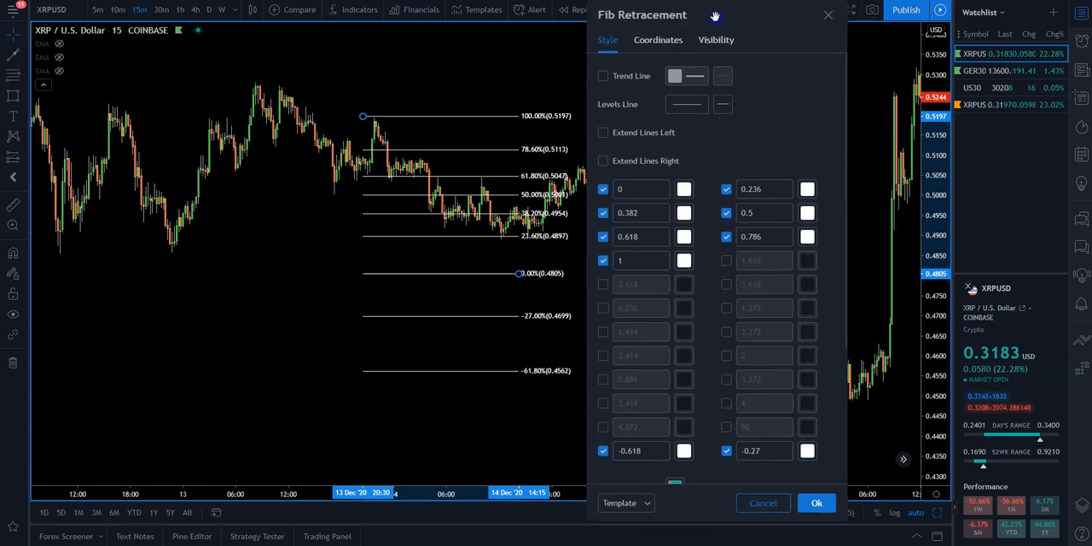I'm a little blind sometimes. But make sure you have the 0.236, the 0.382, the 0.5, the 0.618, the 0.786, and the 1. Make sure these are there, and make sure on the bottom you have the negative 0.618 and the negative 0.27. I'll get into them later, but make sure you have these levels. Pause the video so you can get these down pat. Right? There you go.